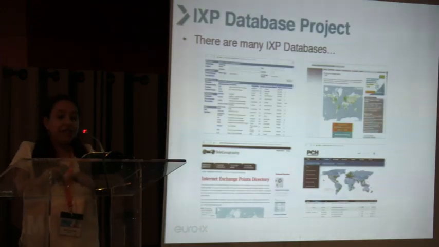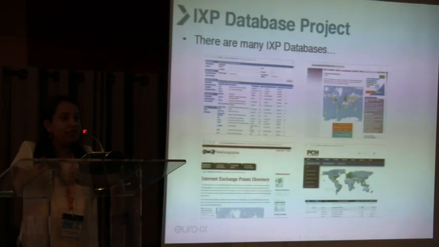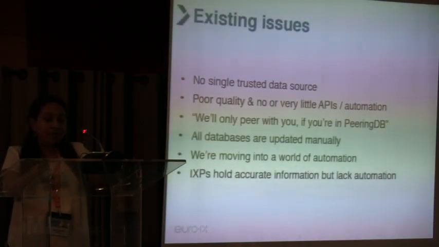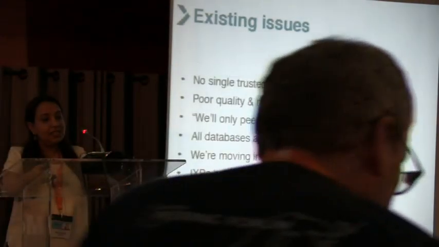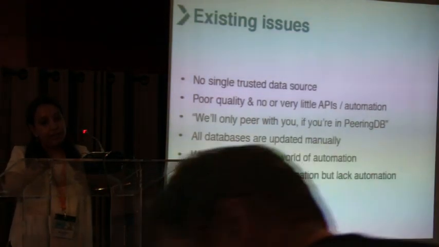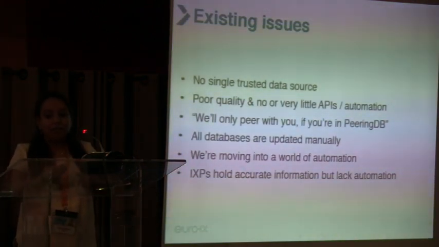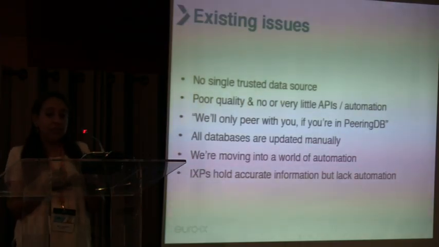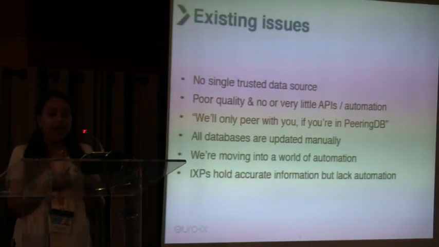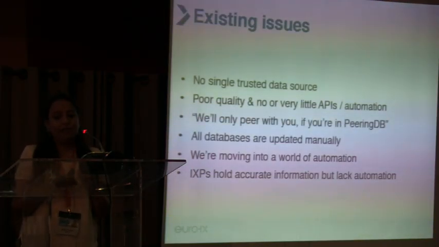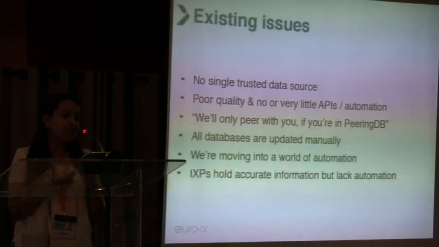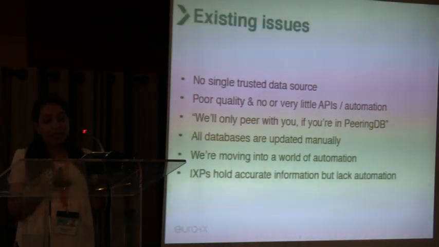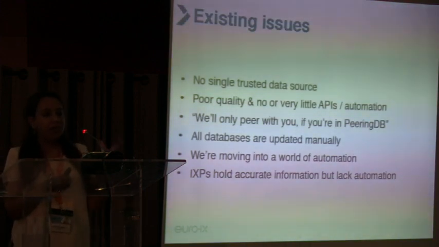As many of you probably know, and again going on Kyle's presentation, there are lots of different databases to get information on IXPs. But there's a problem, because there's no single trusted data source. There are many, and some IXPs update a few of them, but there's a lot of information missing. So the data is poor quality. There's definitely no automation or APIs. And you may have heard, and I think Thomas from Google mentioned PeeringDB, so I'm not going to explain what PeeringDB is, but you may have heard, well, I'm only going to peer with you if you're in PeeringDB.